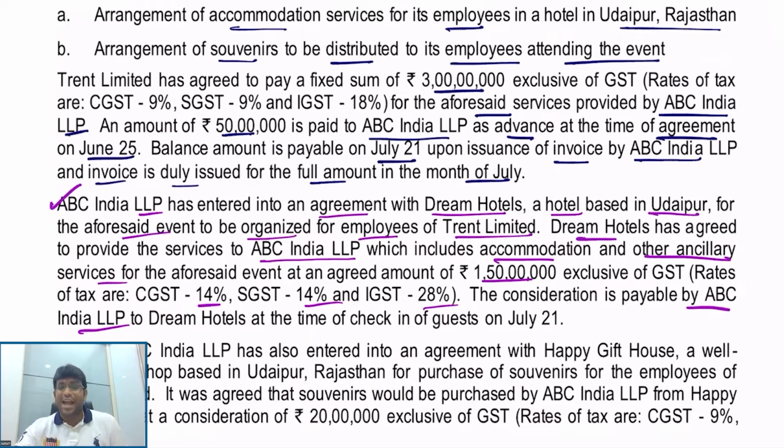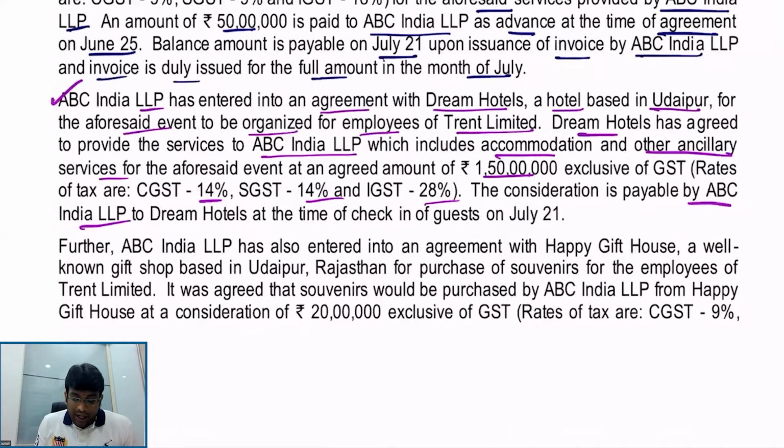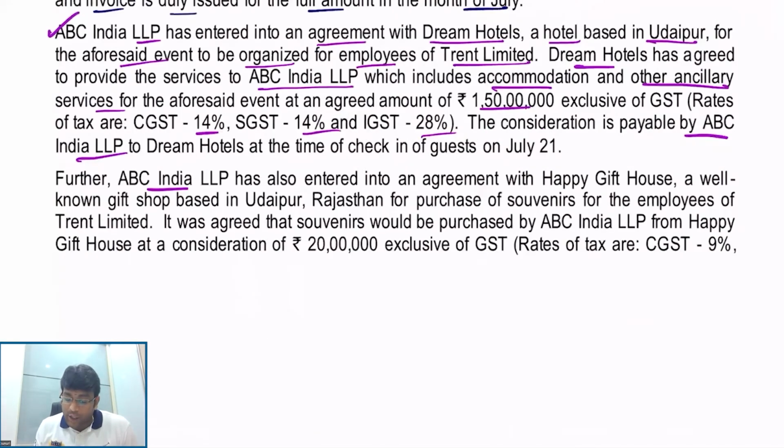Dream Hotels is giving accommodation service for which they are billing 1 crore 50 lakh. Now, one point is very clear in relation to accommodation service. Place of supply is the place where immobile property is located or intended to be located. Section 12, subsection 3.